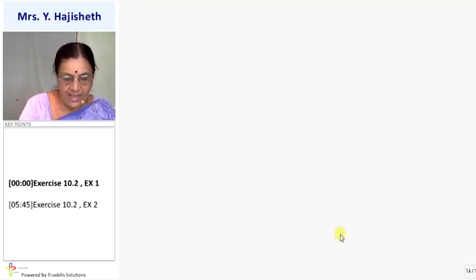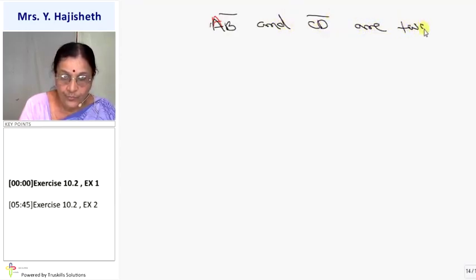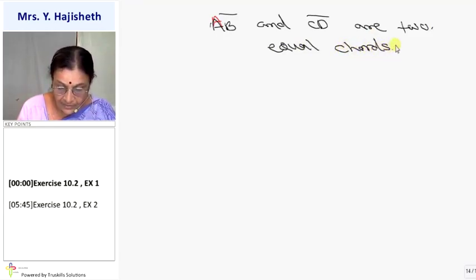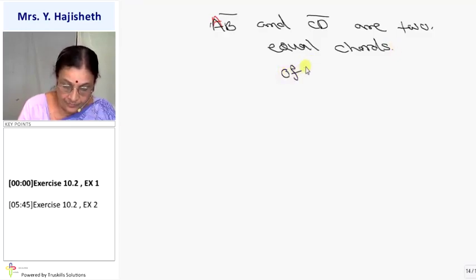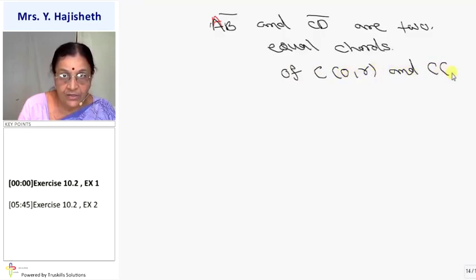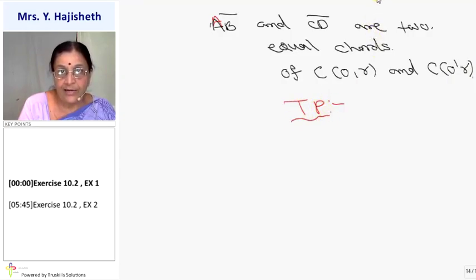We are taking AB and CD. Given data continues. AB and CD are two equal chords of circle with center O and radius R and circle with center O' and radius R. Clear? This is my given data. Now what is my to prove data? To prove data is same. Prove that angle AOB is equal to angle COD.